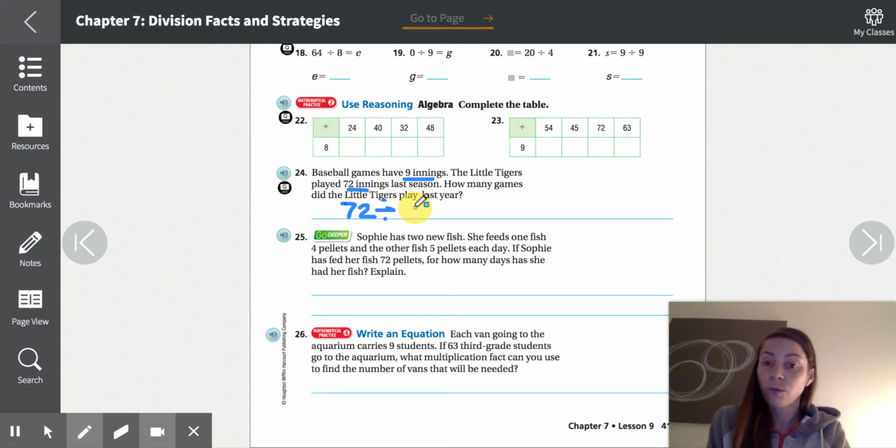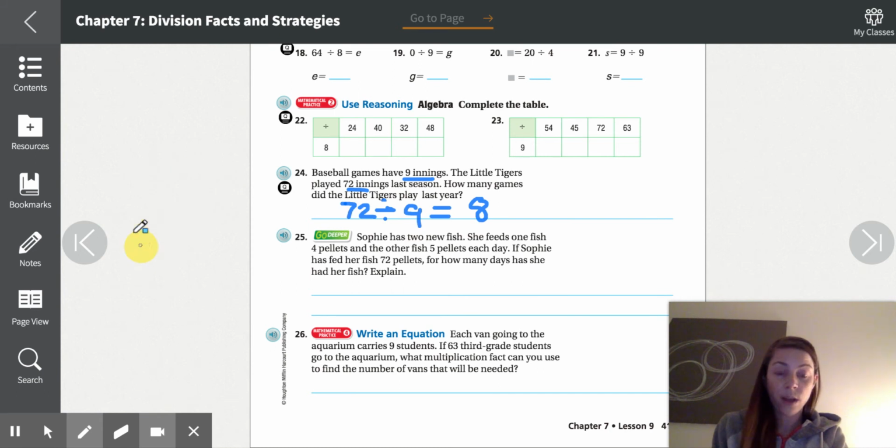If you drew a picture, you would have gotten the answer, or any strategy actually, you should have gotten the answer of 8. I could have drawn all 72 out and circled 9 of them, 9, 9, 9, 9, 9. Or I could have done repeated addition until I got to 72. 9 plus another group of 9 is 18, plus another group of 9 is 27, to see how many times I could make 9 innings. So it should have been 8.